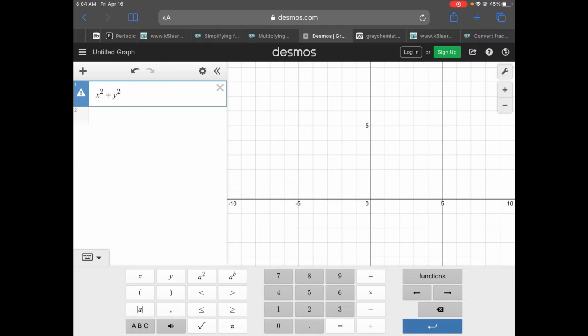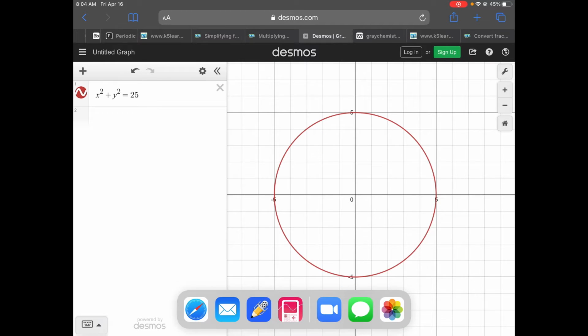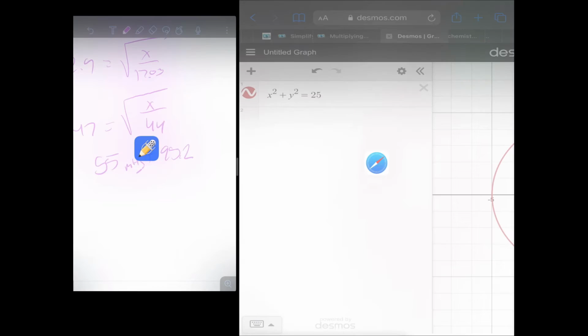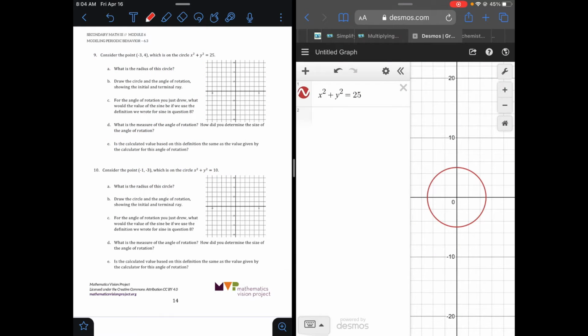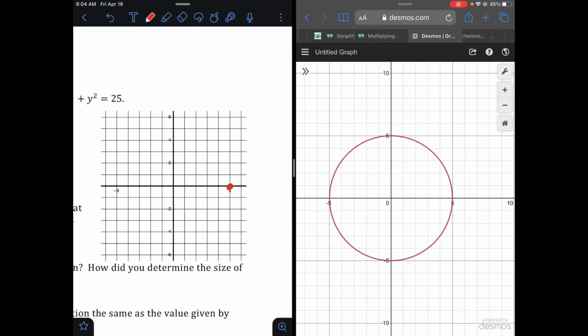Ooh, I plugged that in wrong. Let's see, where is the equal sign? Okay, all right, so there's our circle, and this is how we're going to graph it. Let me pull up this, and we should be able to graph this on here, right? So we go through 5, 5, 5, and 5.